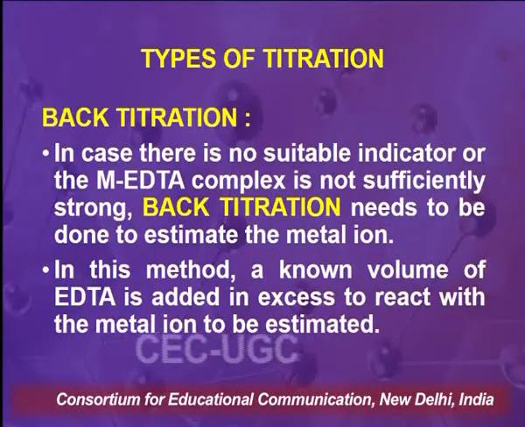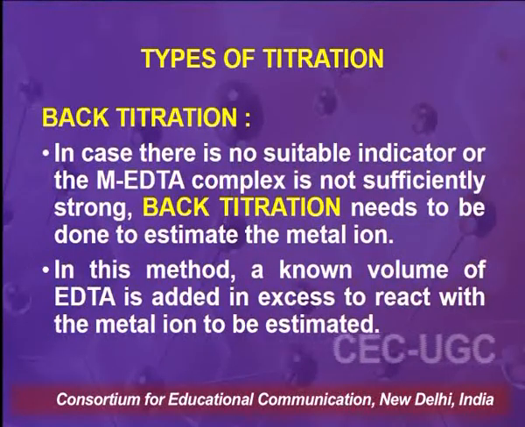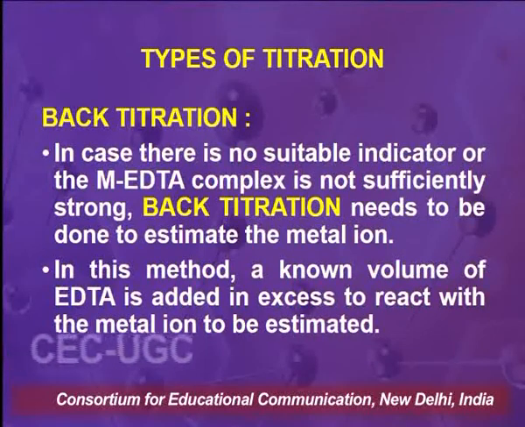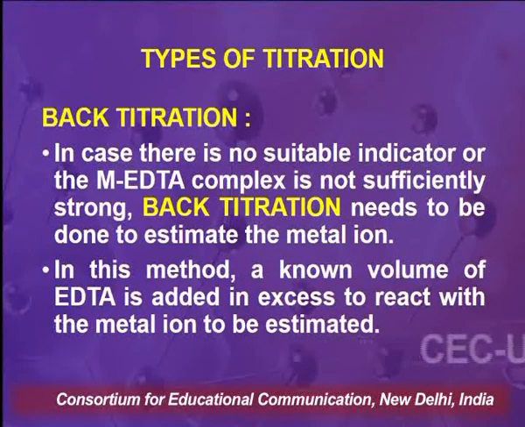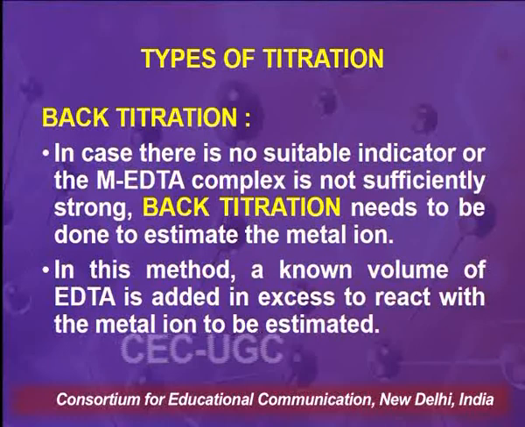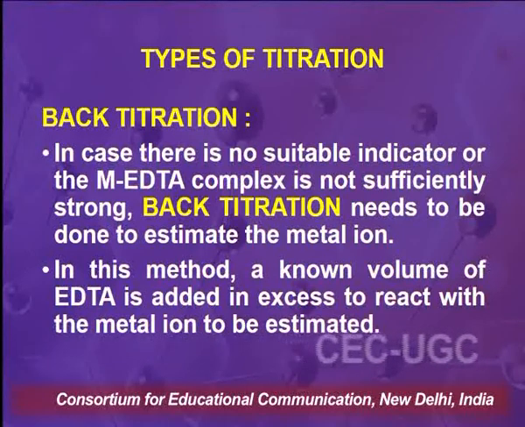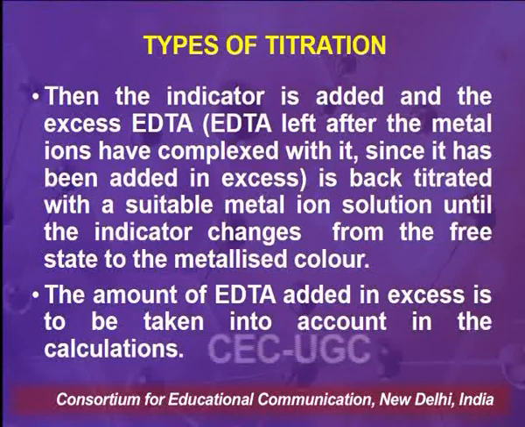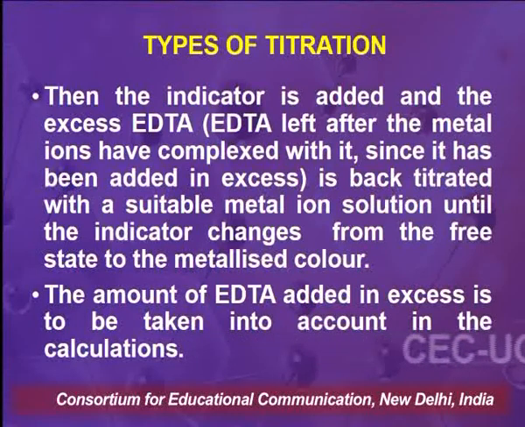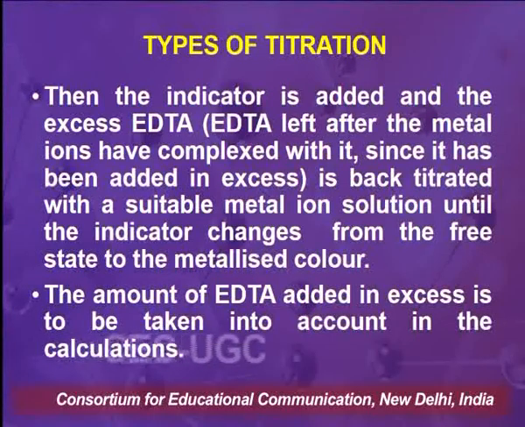Another type of titration in complexometry is back titration. In case there is no suitable indicator or the metal EDTA complex is not sufficiently strong, back titration needs to be done to estimate the metal ion. In this method, a known volume of EDTA is added in excess to react with the metal ion to be estimated. Then the indicator is added, and the excess EDTA, that is the EDTA left after the metal ions have complexed with it, since it has been added in excess.